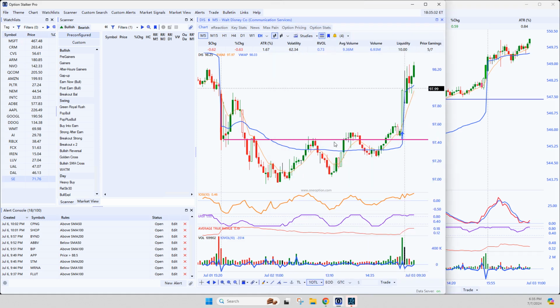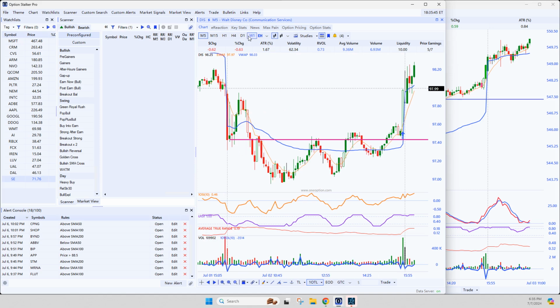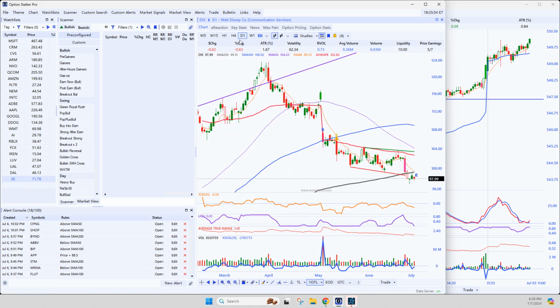So with Disney, I should have really given it a little bit of time to decide which way it wanted to go. I kind of got shaken out of the trade a little bit. I really should have stuck with my game plan with one ATR, which would have been $1.58.